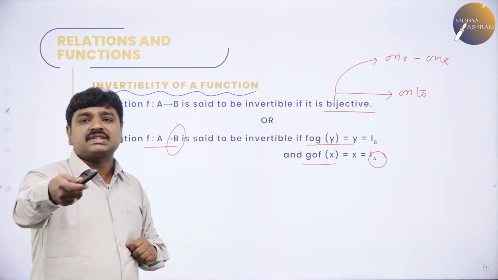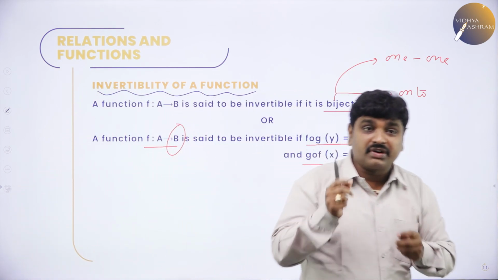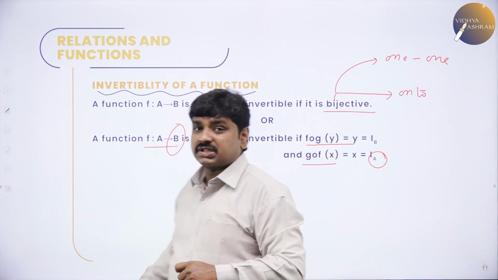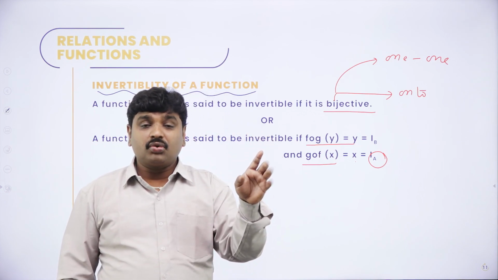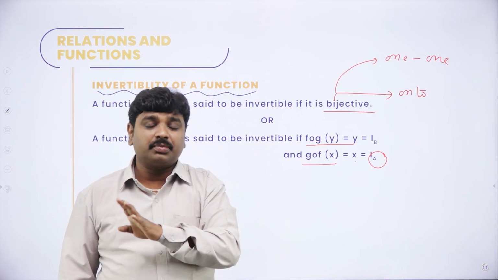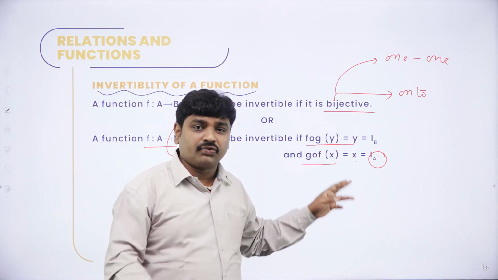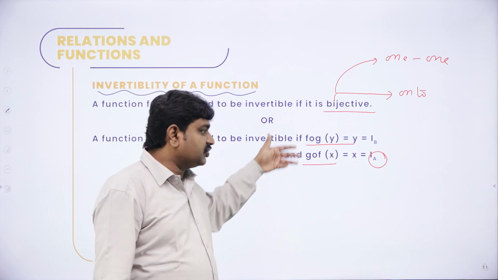So in my next class, I will be starting with standard 5-mark questions where we need to prove the given function is invertible and find the inverse. So now I hope all of you understood what is an invertible function. All the functions are not invertible, only those functions which are bijective are invertible. If not, you can check this. If you find FOG, it should give y. If you find GOF, it should give x, then it is invertible. So remember these two conditions.